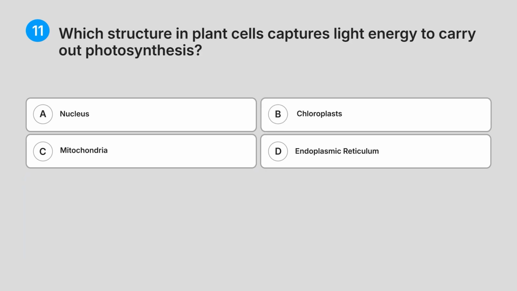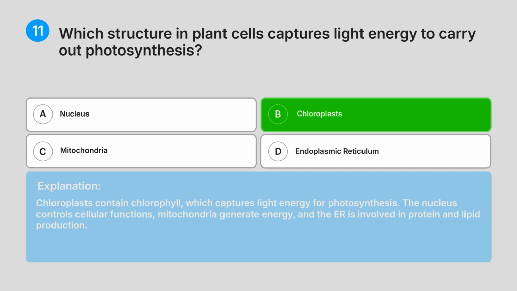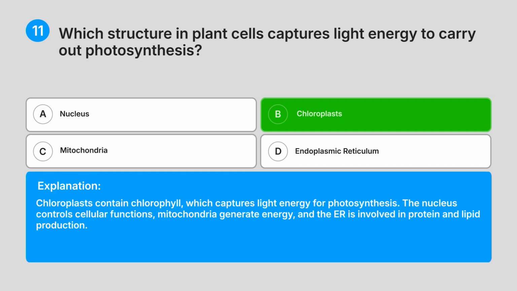11. Which structure in plant cells captures light energy to carry out photosynthesis? A. Nucleus. B. Chloroplasts. C. Mitochondria. D. Endoplasmic reticulum. Do you know the answer? Correct answer: B. Chloroplasts. Explanation: chloroplasts contain chlorophyll, which captures light energy for photosynthesis. The nucleus controls cellular functions, mitochondria generate energy, and the ER is involved in protein and lipid production.